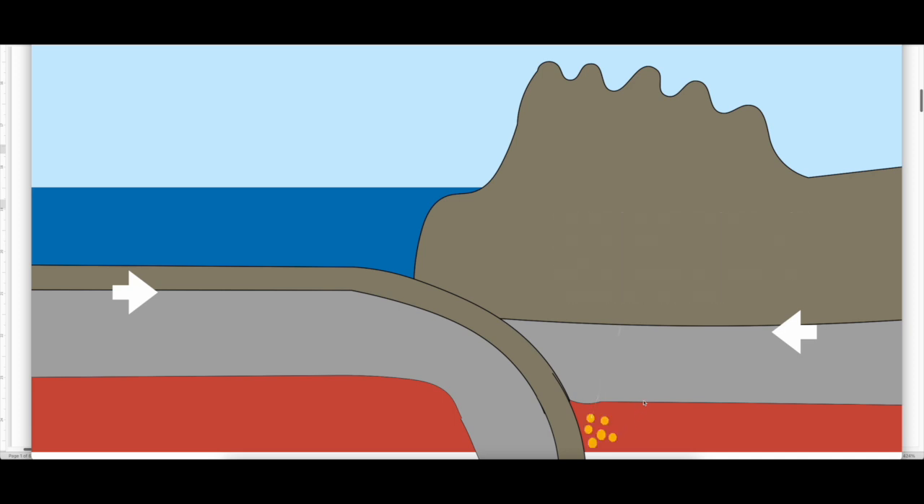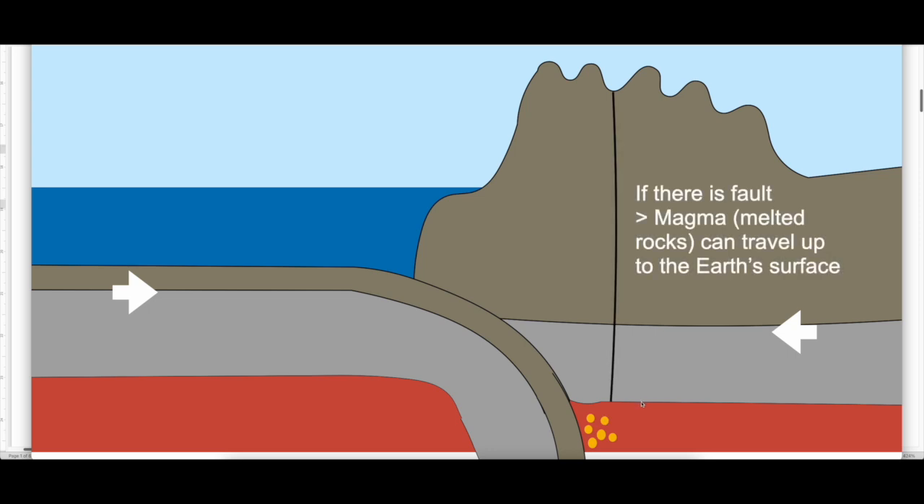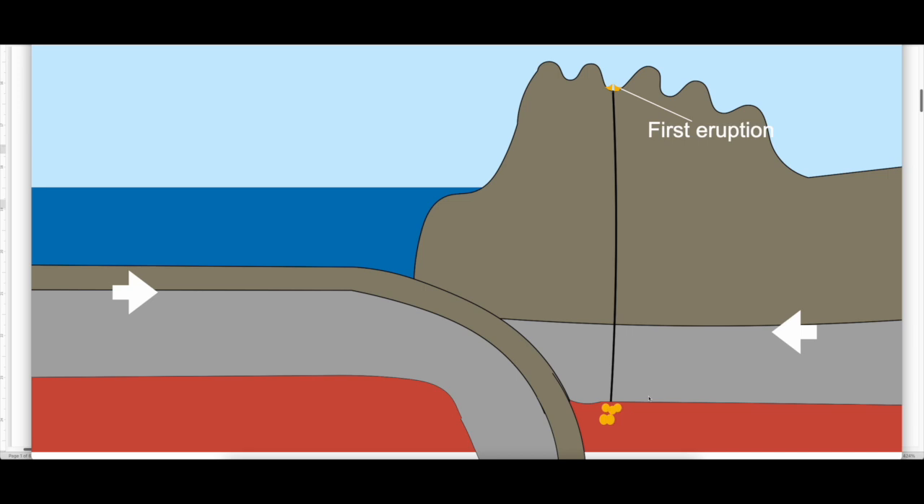Okay, so when there's faults at the crust, which is very common because a lot of compressional force will weaken the continental crust, the magma has a chance to travel up the faults, and then of course erupt to form your first layer of your volcano. Okay, so they harden and it forms the first layer of the cone.